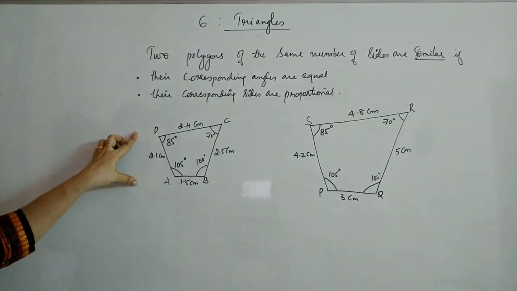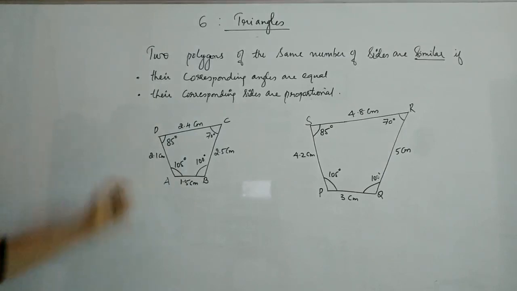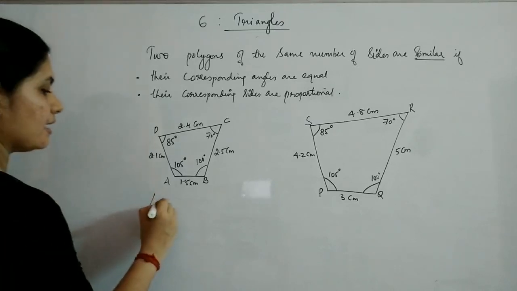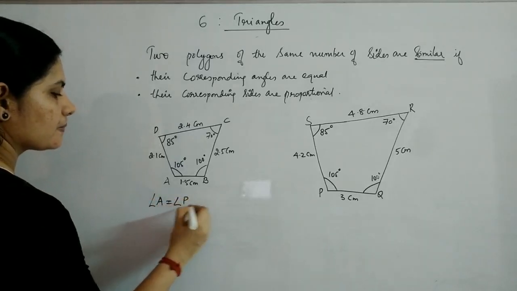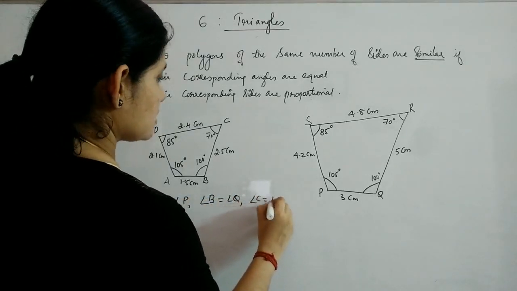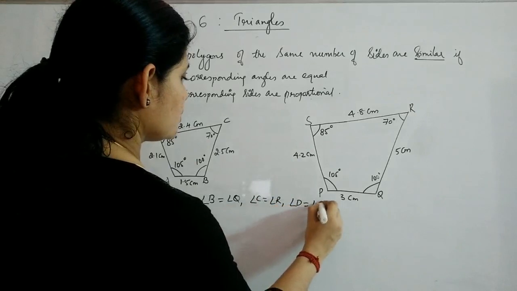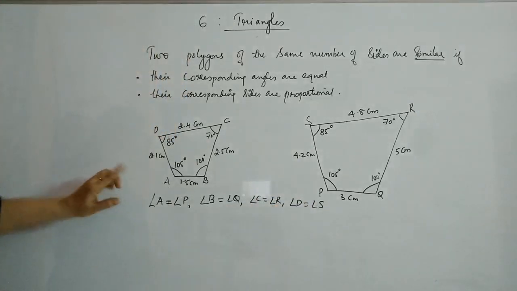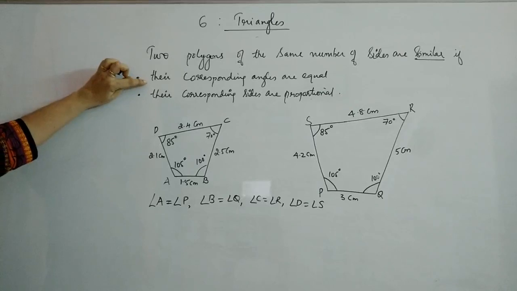Again, considering 2 figures, that is 2 quadrilaterals, I have considered ABCD and PQRS. Now here you can see that angle A and angle P both are 105 degrees. Then angle B and angle Q are 100 degrees. Angle C and angle R are 70 degrees. And angle D and angle S are 85 degrees. That means I can say that angle A is equal to angle P, angle B is equal to angle Q, angle C is equal to angle R and angle D is equal to angle S. So all the corresponding angles are equal.